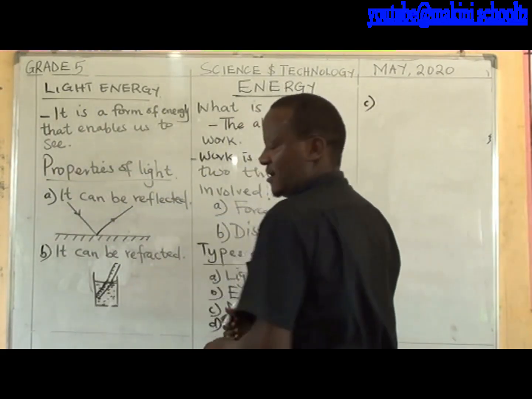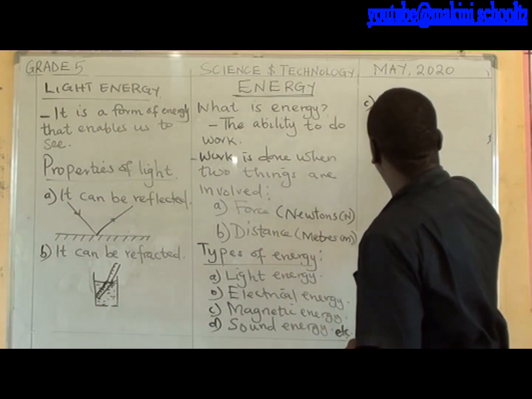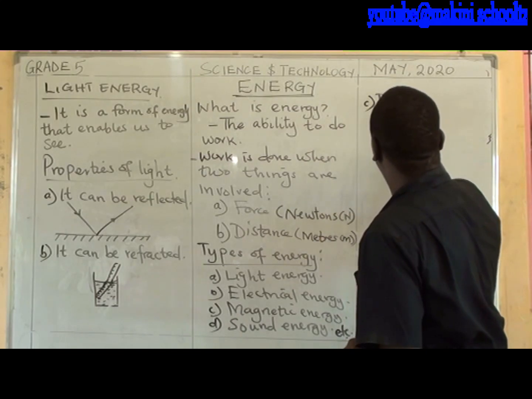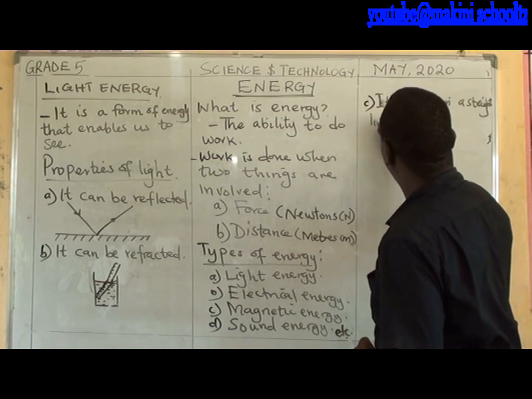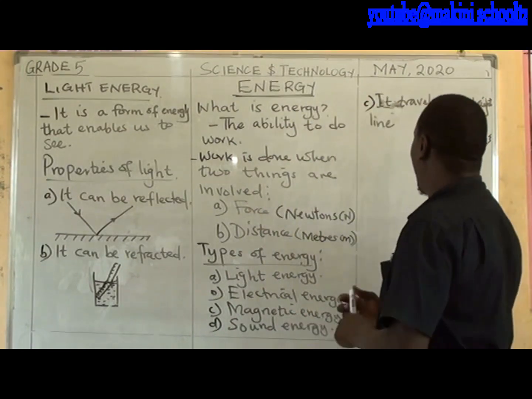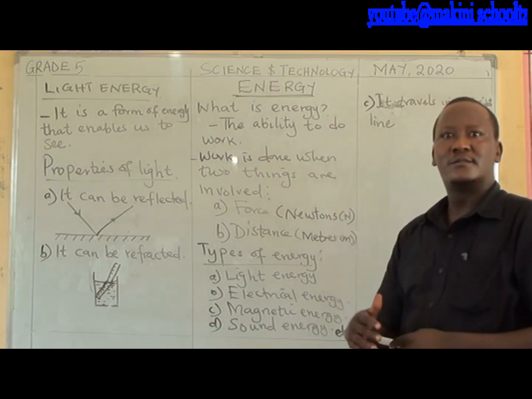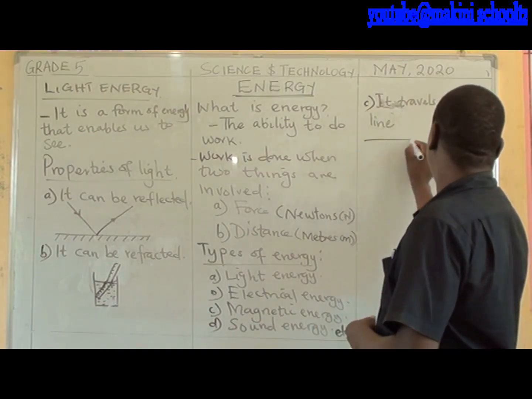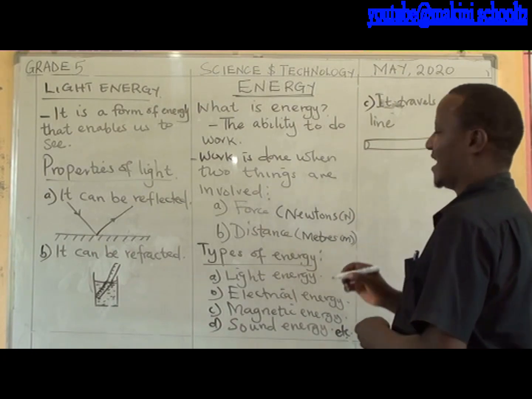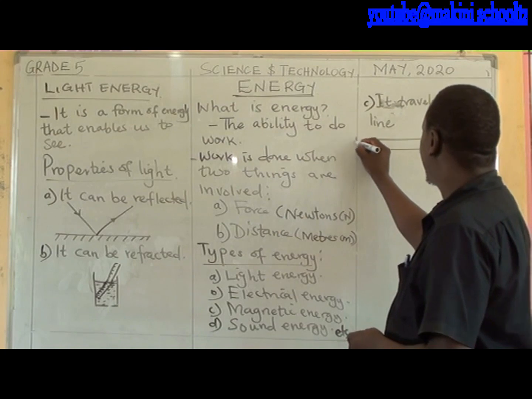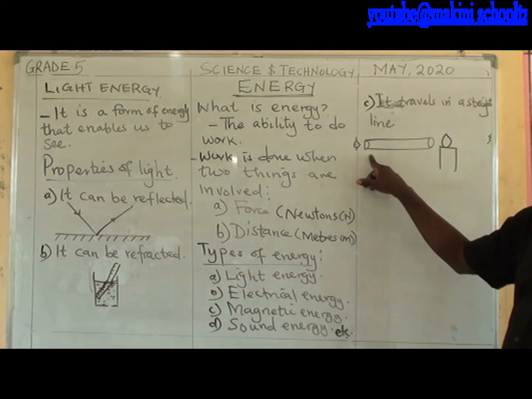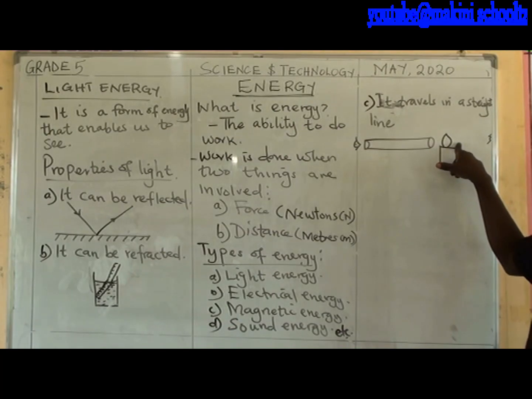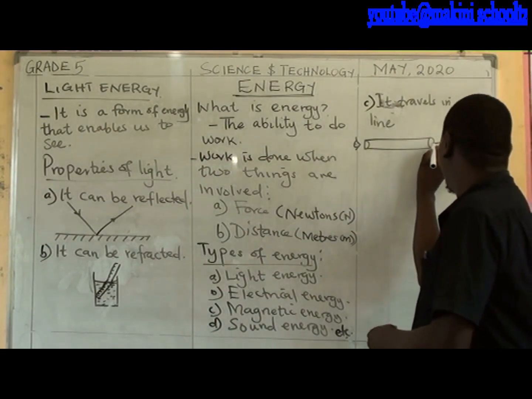The third property of light: light travels in a straight line. Light cannot pass through a bent surface. That is why, if I have a pipe that is open from one side to the other, and I observe from this side, with the source of light on the other side, what will happen here? You will see the light on the other side of the pipe. Why? Because light travels in a straight line.